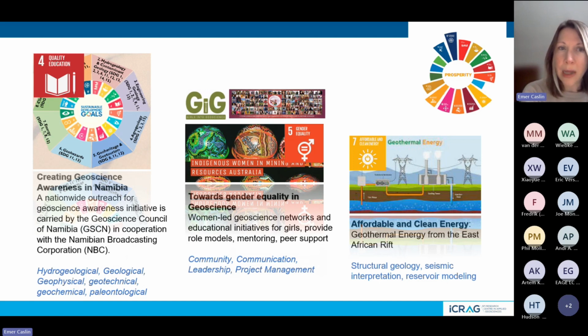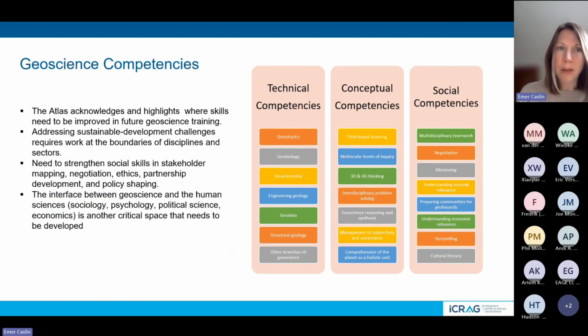We also looked at affordable and clean energy. So this was geothermal energy from the East African Rift, more of a community geothermal project. That's just a few of the examples that we did receive that form part of the publication. And again, long lists of the skills required for each of those, for people looking to see where their skills can be mapped out.